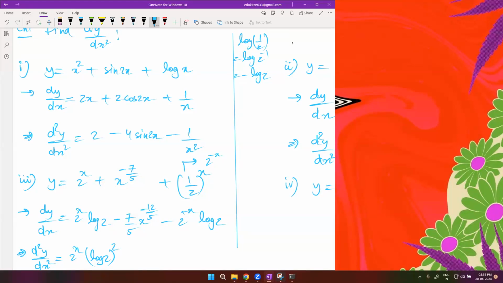2 to the power x log 2. 1 log 2 will be there. Then we will differentiate 2 to the power x. So what will 2 to the power x be? 2 to the power x log 2. So there are 2 log 2 now. So this is log 2 whole square minus, this will be what? Plus actually, by 7 by 5, and then minus 12 by 5 will go down. Minus 12 by 5 into minus 7 by 5 will become plus 84 by 25. Actually, 7 into 12 is 84, and 5 into 5 is 25.